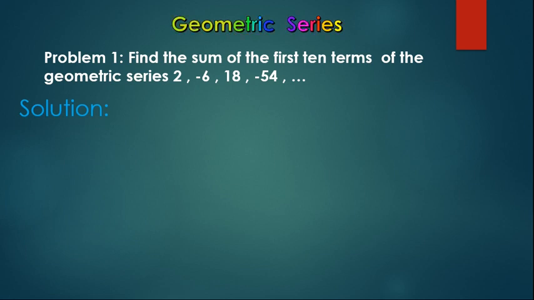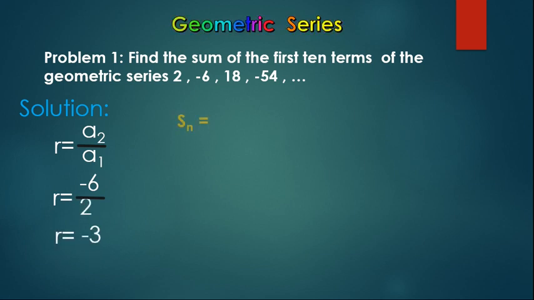So we have here our solution. Our common ratio is negative 6 divided by 2, so that is equal to negative 3. That is our common ratio. Now class, S sub n. We are looking for the first 10 terms, so we will be using the first formula, the one given earlier.